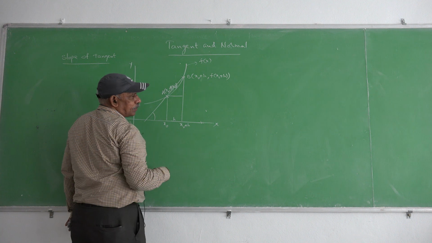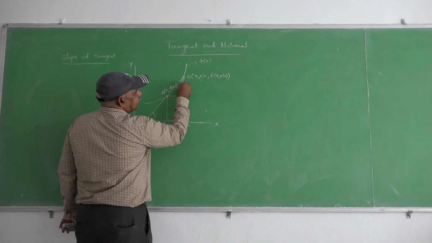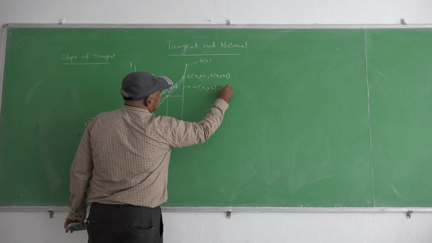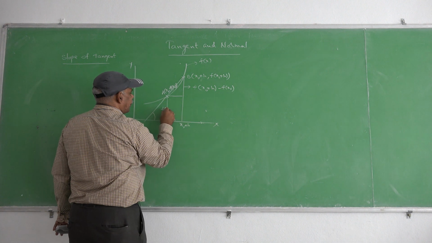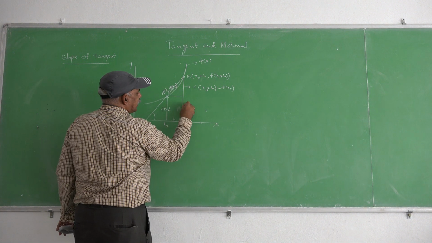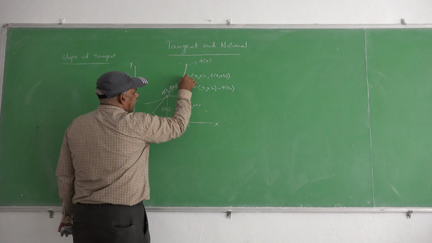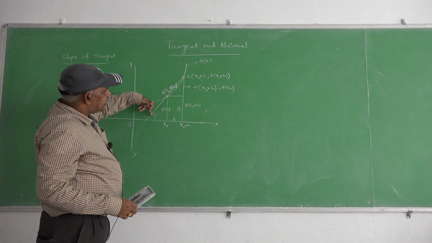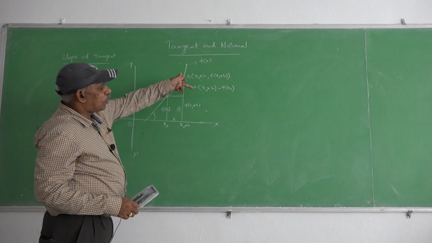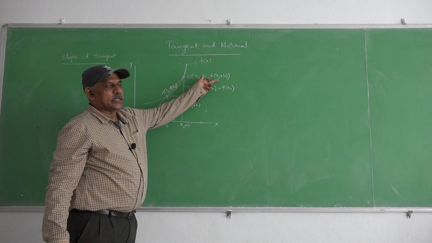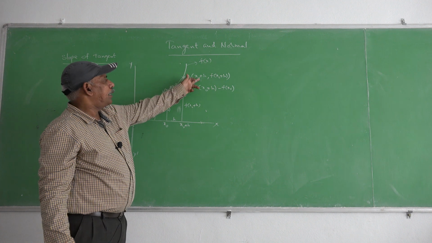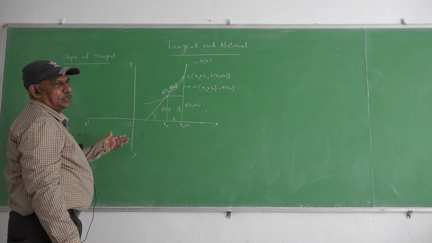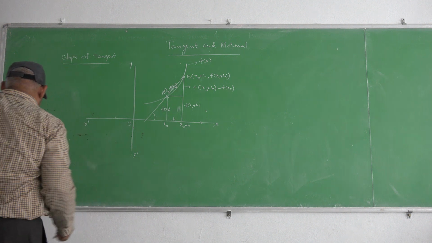Once you drop the perpendicular from this point, the length is given by f of x naught plus h minus f of x naught, because this length is f of x naught, and this total length is f of x naught plus h. This angle is alpha. So tan alpha is f of x naught plus h minus f of x naught by x naught plus h minus x naught.